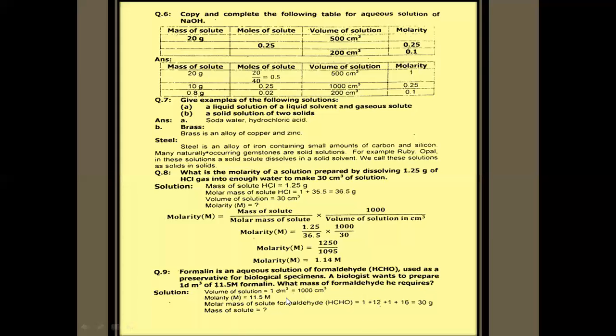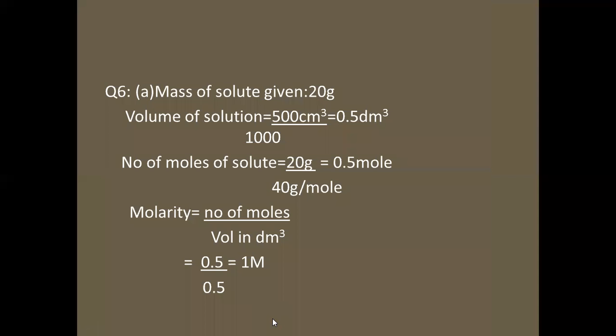Volume given is 1 decimeter cube, also equal to 1000 centimeter cube. Molarity required is 11.5 molar. Molar mass of formaldehyde from formula HCHO: hydrogen 1, carbon 12, hydrogen 1 and oxygen 16. So 30 grams. Mass of solute we have to find out.